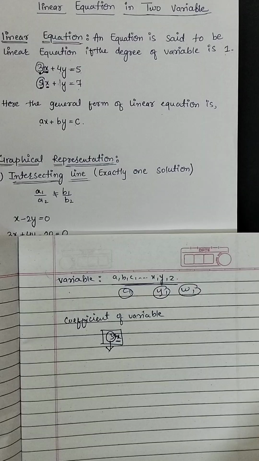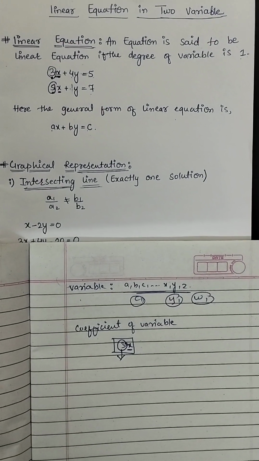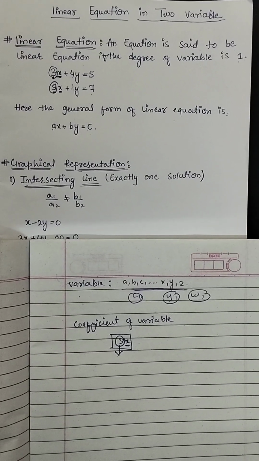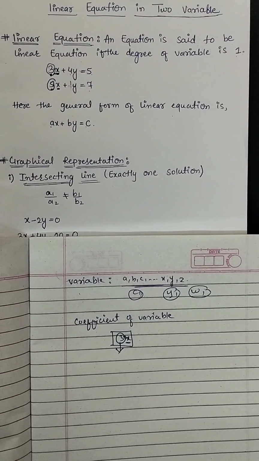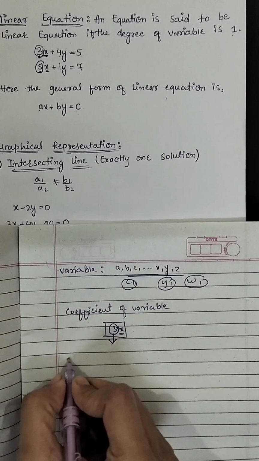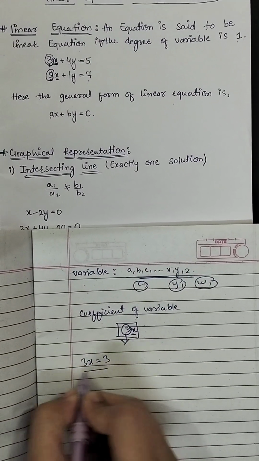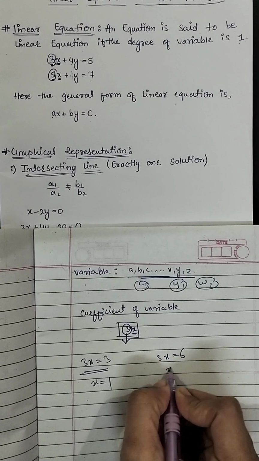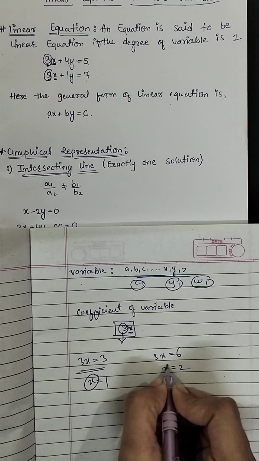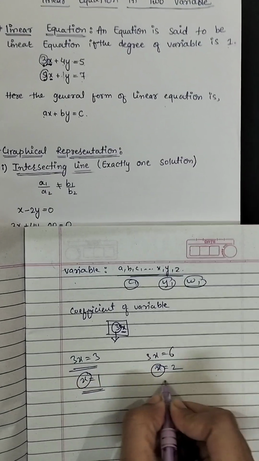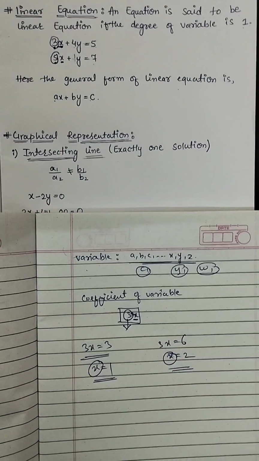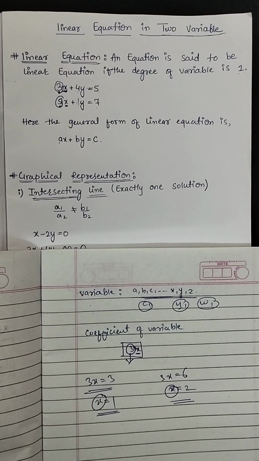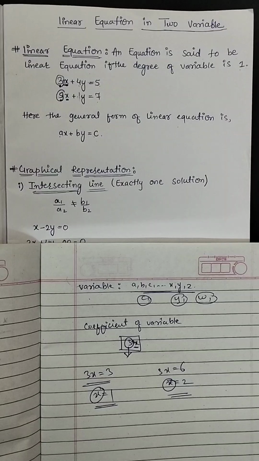What is a variable? The value of the unknown we do not know in equations. In every equation the value of the variable is different. Here 3x is equal to 3, here the value of x is 1. 3x is equal to 6, here the value of x is 2. The x is the same, but in different equations the values of the variables are different.